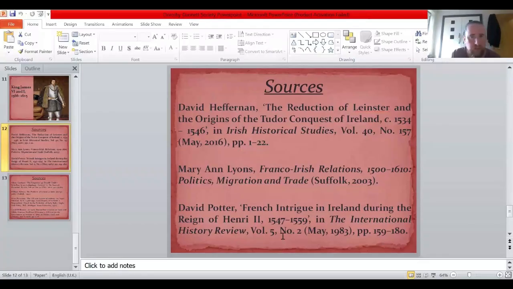Likewise with David Potter's French Intrigue in Ireland during the reign of Henry II. That is looking again at this idea of a triangular strategy between the Irish, French, and Scots. That's available on JSTOR, so that should be fairly easy to get a hand on, as should my article in IHS. Mary Ann Lyons might be a bit more difficult because I don't think that book ever went to paperback, but a lot of libraries would have it.